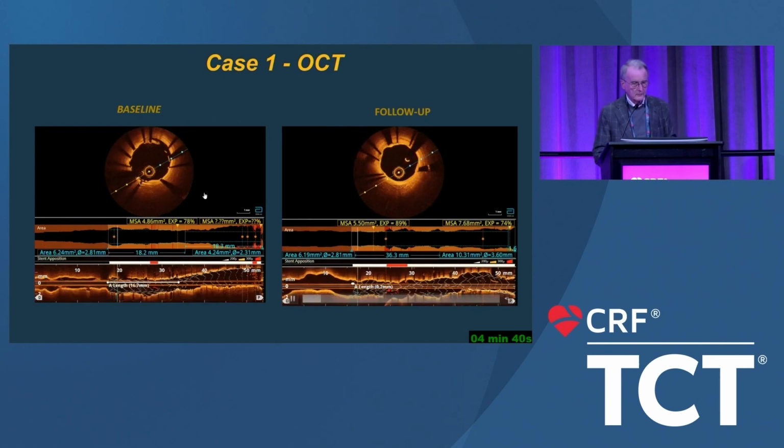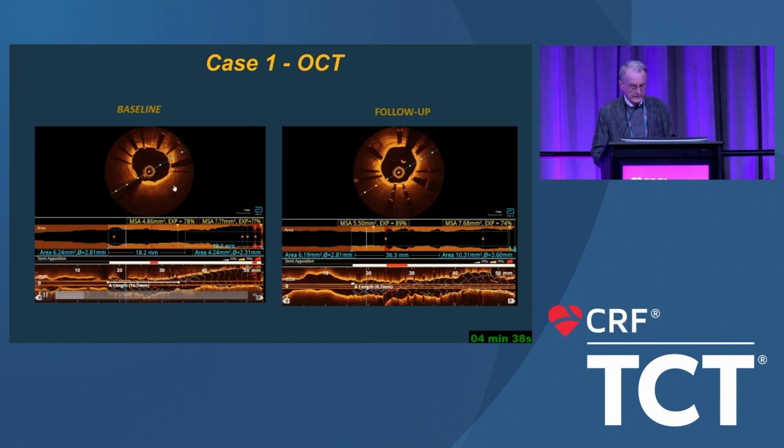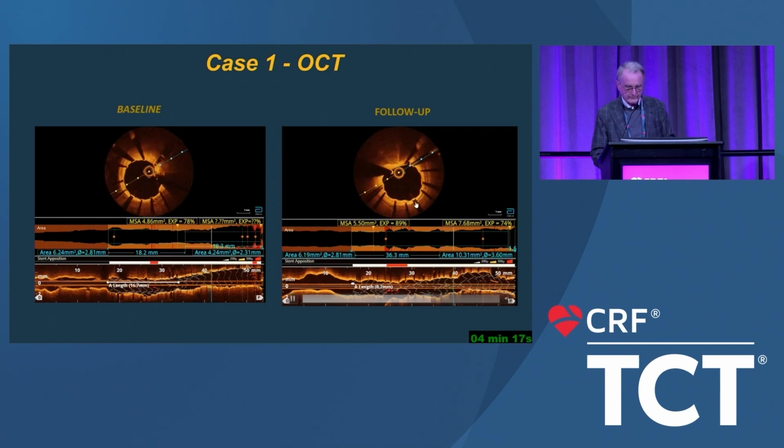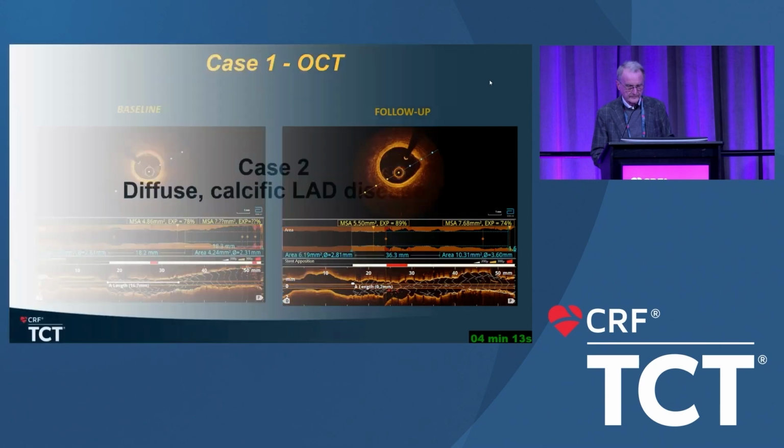Look at the OCT at follow-up. The stent area at the baseline was mean stent area 4.86. At the follow-up, 5.5, and if you look, these are contemporary, you see that in some spots the vessel is really larger. Not everywhere, but in some parts the vessel is larger.